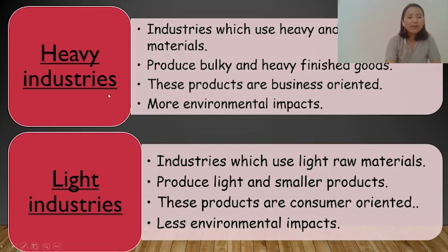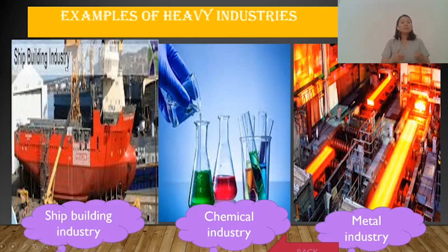So examples of heavy industries are shipbuilding industry, chemical industry, metal industry. So these industries produce a product, and this is for the business purpose. These are not made directly for the consumer.